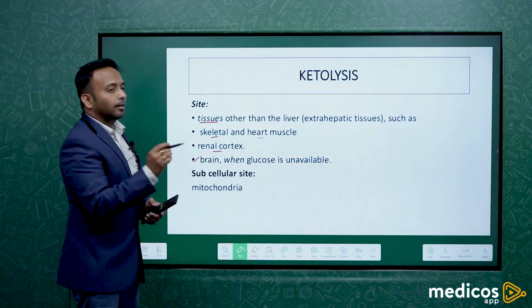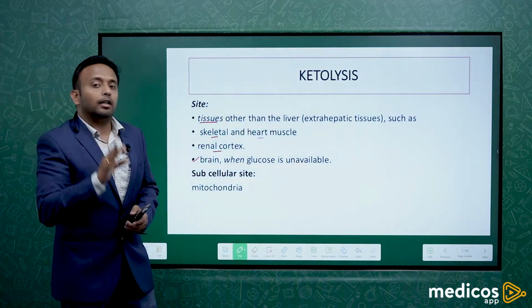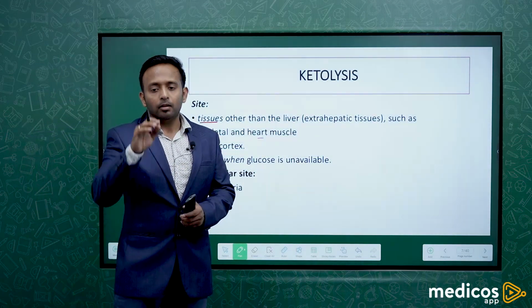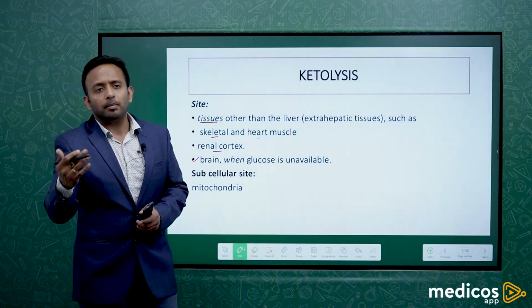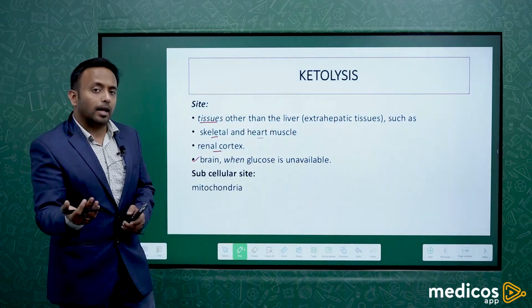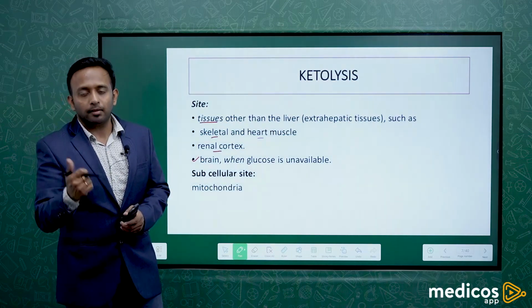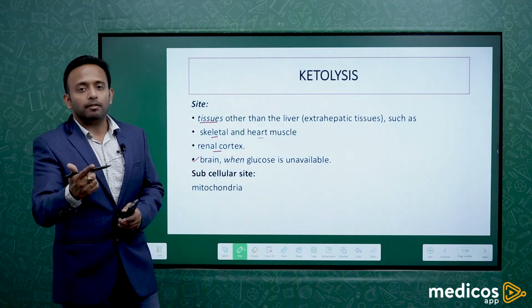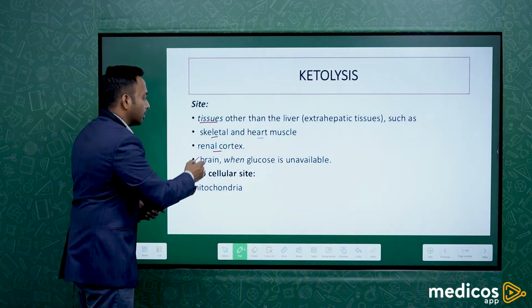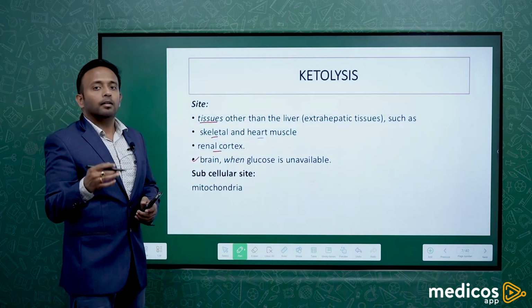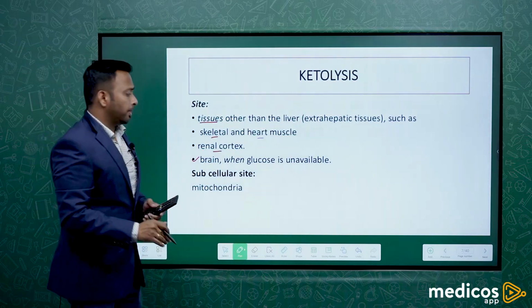These are the organs which will utilize the ketone body for their survival when the glucose levels are very minimal. You see that under uncontrolled diabetes mellitus, where sugar is high, but the glucose is not entering into the tissue or the cells. Or second, in starvation, where glucose itself is very low in the person. In those 2 conditions, these extrahepatic tissues start utilizing the ketone body.